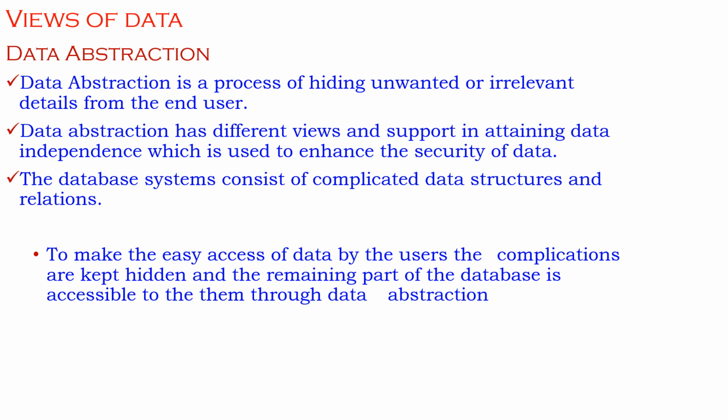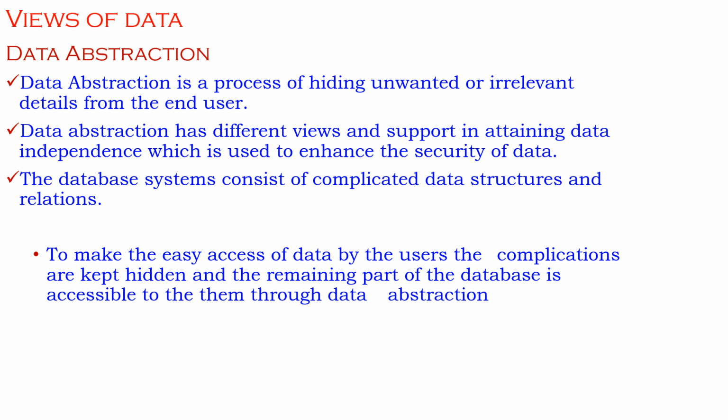So from the client side, from the end user, we try to hide that information. This process is called data abstraction. Data abstraction has different views and supports in attaining data independence, which is used mainly to enhance the security of data. So we have different views of data. We'll discuss that in the next slide.